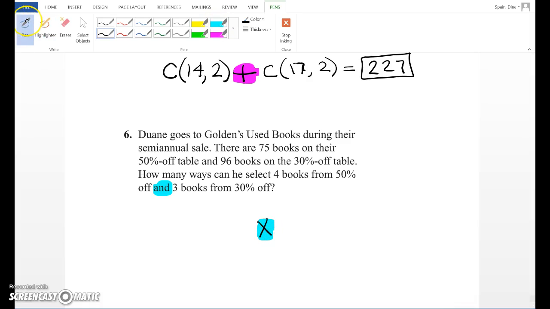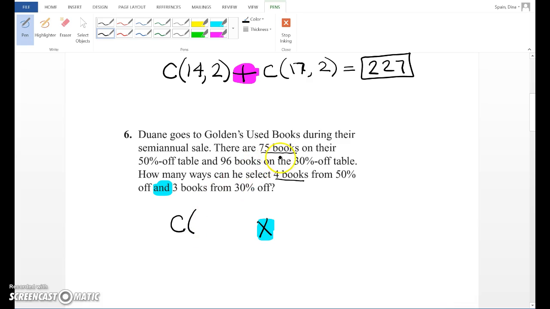That coincides with that. So it's sort of easy to start there. Figure out if it's an "or" or an "and." You can sort of start there. And then, yeah, he's going to pick 3 books from the 30% off table. Alright, 4 books from the 50% off table, and there are 75 of those. Now these 4 books, it doesn't make a distinction between those 4 books. So again, this is a combination.